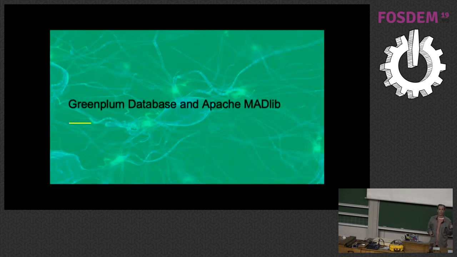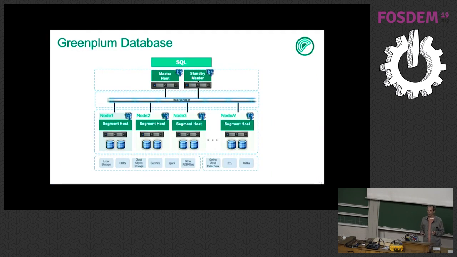There's a particular parallel database that I work on. It's an open source project called Greenplum Database. And it looks like this. A parallel database like Greenplum, and there are many of them out there, is characterized by a shared nothing architecture. It's SQL-based. You have SQL that comes into the master node, and that SQL workload gets distributed to the worker nodes. And in Greenplum lingo, the worker nodes are called segments.